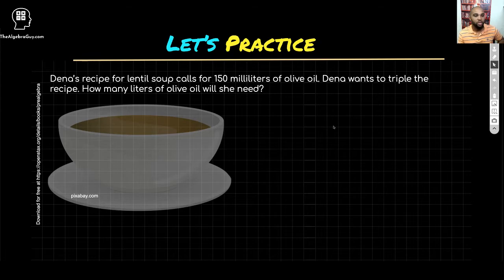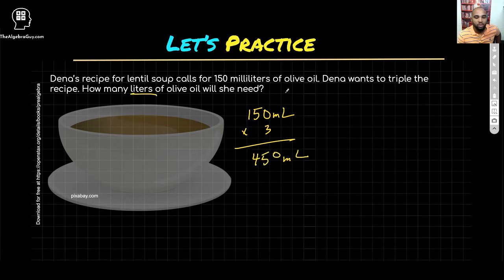All right, Dina's recipe for a lentil soup calls for 150 milliliters of olive oil. Dina wants to triple the recipe. How many milliliters of olive oil will she need? So if we're tripling, we're just going to multiply this by 3. That gives us 450 milliliters. Is that what we want?